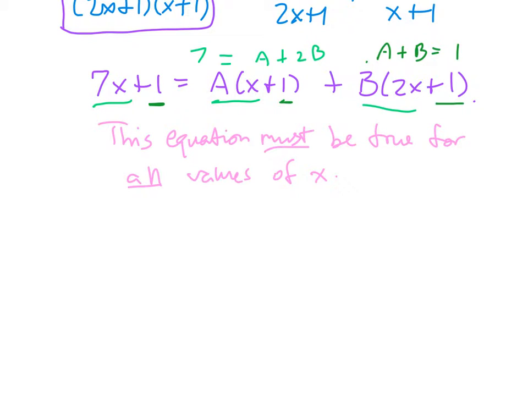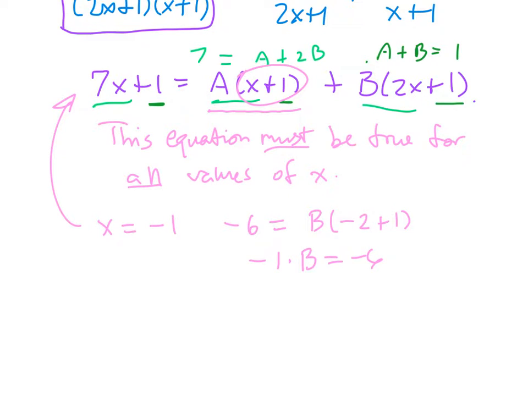Well, what I mean is, I could, for example, say, let x equal negative 1. Then this equation has to be true when x equals negative 1. So that means that the left side, that's 7 times negative 1 plus 1, that's negative 6, is equal to this, which you'll notice is 0 when x is negative 1, plus B times 2 times negative 1, that's negative 2, plus 1. So in other words, negative 1 times B has to equal negative 6, and therefore B has to equal 6. And we got that by choosing a value of x that was convenient for us, that knocked out this entire term of that equation.